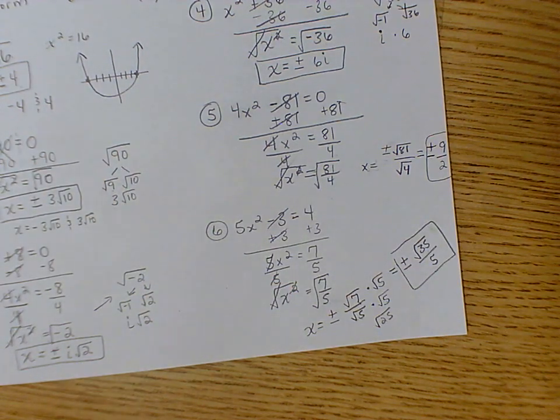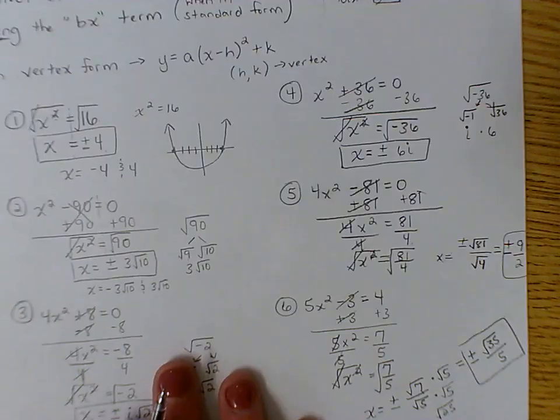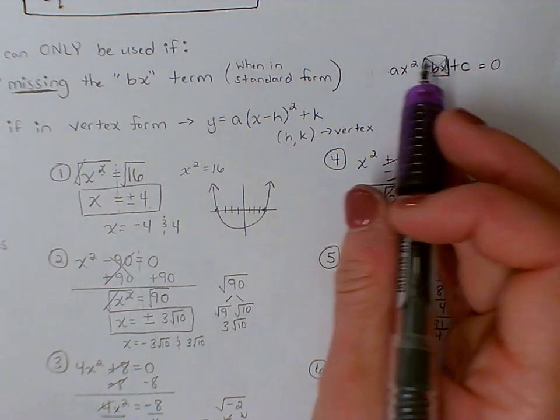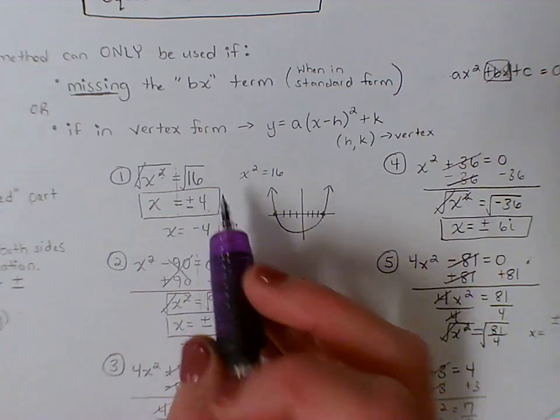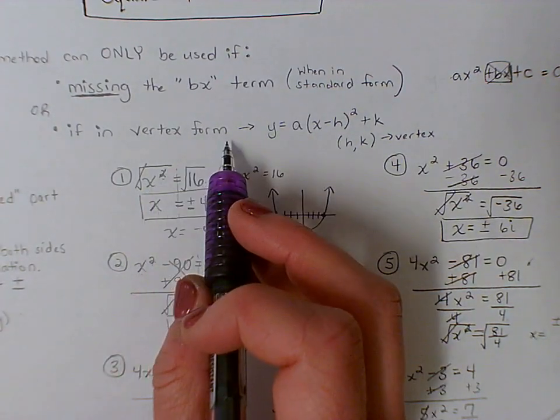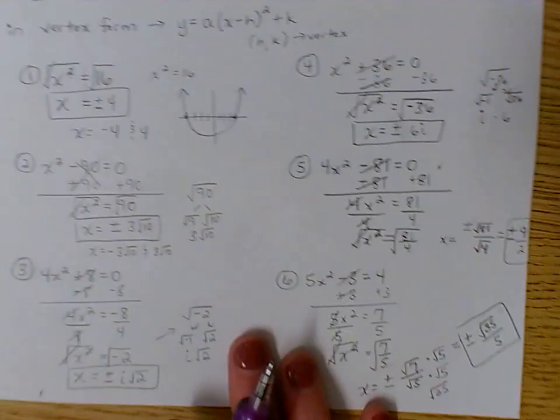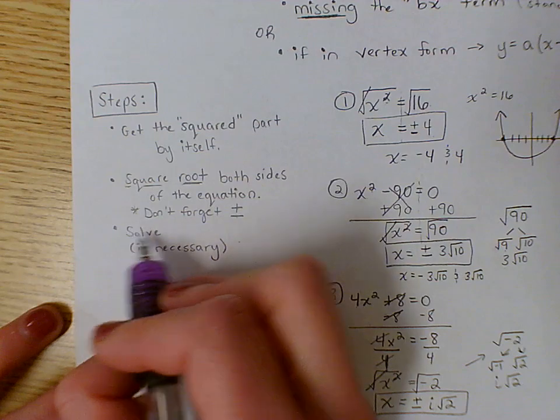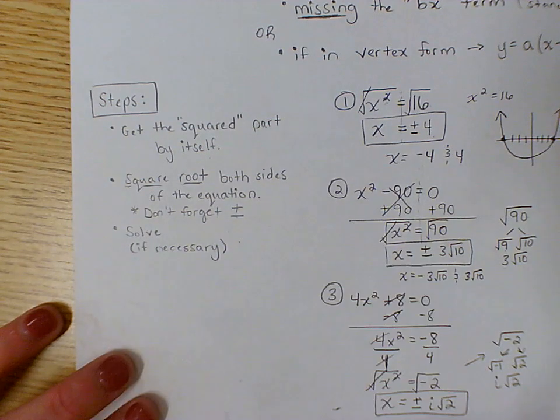Okay? So that is how you do problems that are in standard form and you're missing the bx. So now we need to talk about, well, what happens when it's in vertex form? Okay? So you're going to notice that the steps are the same, but these are the problems where you have to actually solve. So I'm going to flip to the back because I have a couple examples on the back.